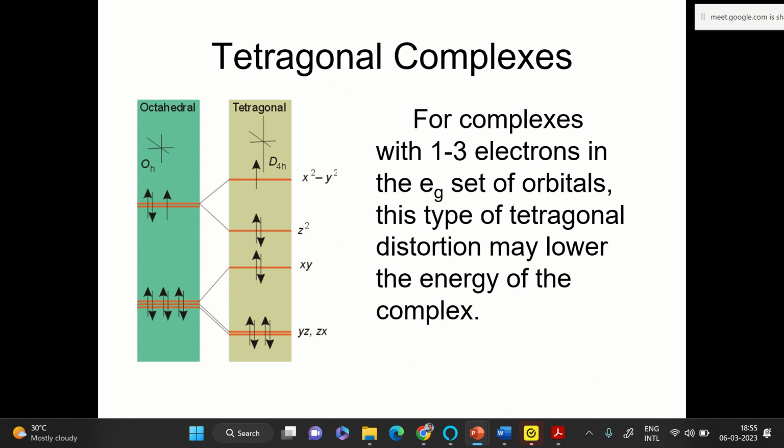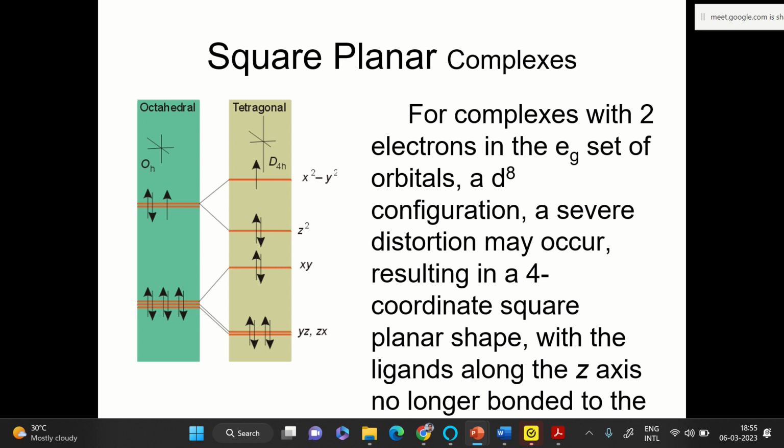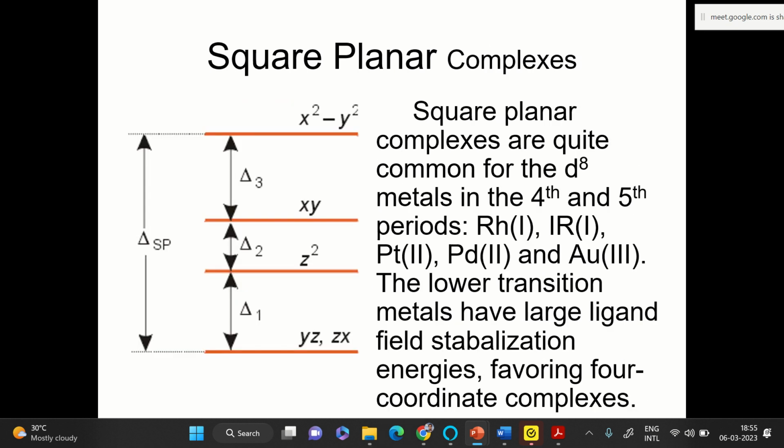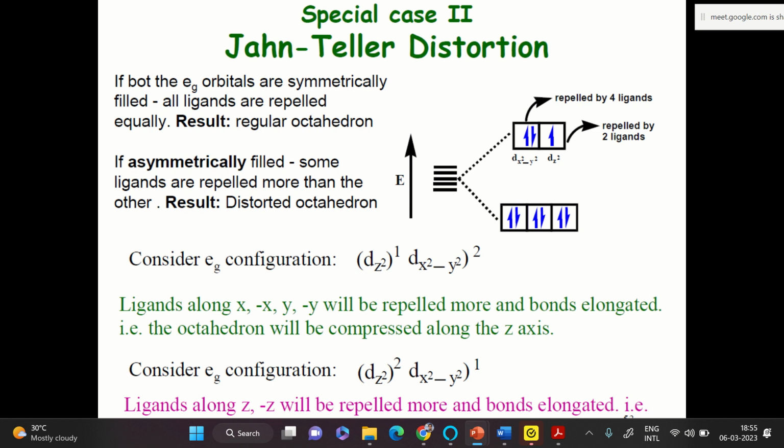And similar to that, when the ligands are not completely removed, you will have a distorted octahedron with longer bonds along Z, and that is exactly the situation encountered in the case of copper. You have a D9 system, and there's a toss between what we should do, like we should put one electron in dz square, or two electrons in dx square minus y square, or vice versa. So again in this case, either things are repelled by 2 ligands or 4 ligands. So which one would be the better situation?